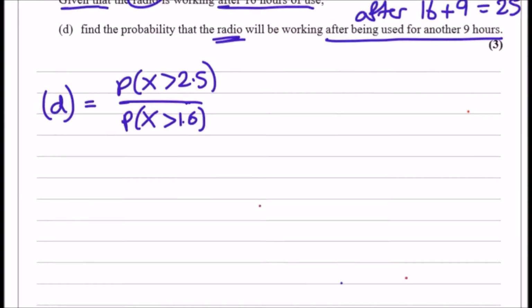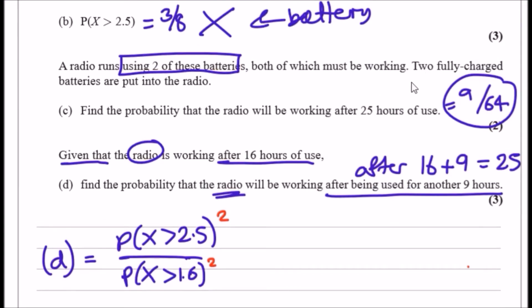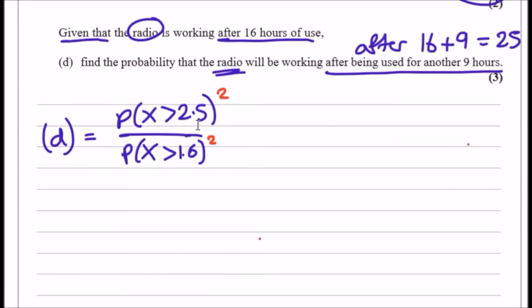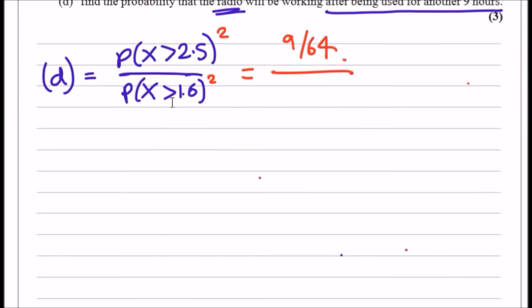Now, one thing before I forget: because we're using a radio for both of them, remember they're both radios, we're going to have to square both of them because we need 2 of them. That's exactly what we did earlier. I know we multiplied both twice, but it's the same as just squaring. So we know what we have. The solution to part C, which we already had, was 9 over 64. So this squared was 9 over 64. Now let's work out this probability, x greater than 1.6.